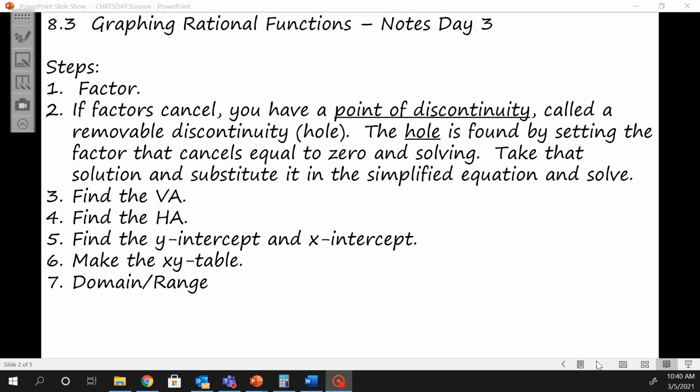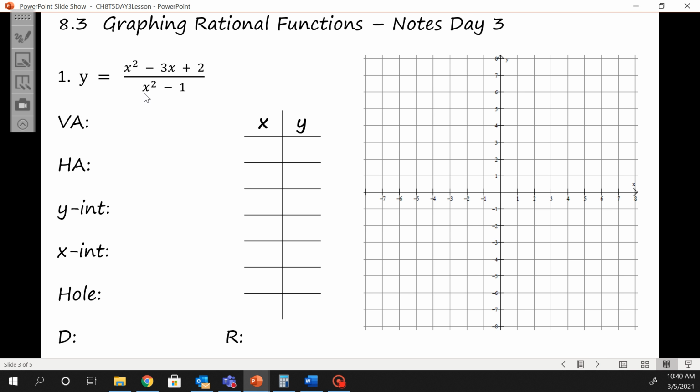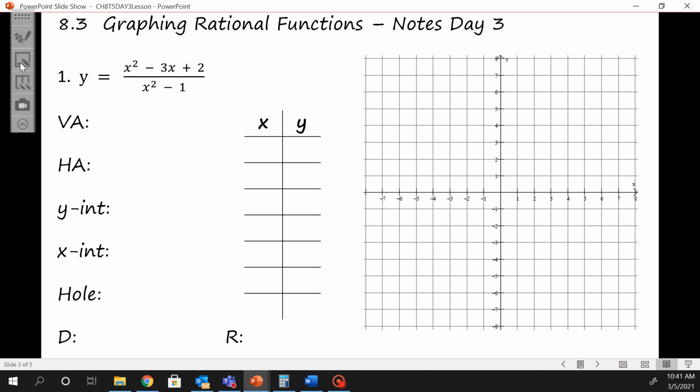Alright, so let's take a look at how we do this. So we're going to start with number 1. Y is equal to x squared minus 3x plus 2 over x squared minus 1.